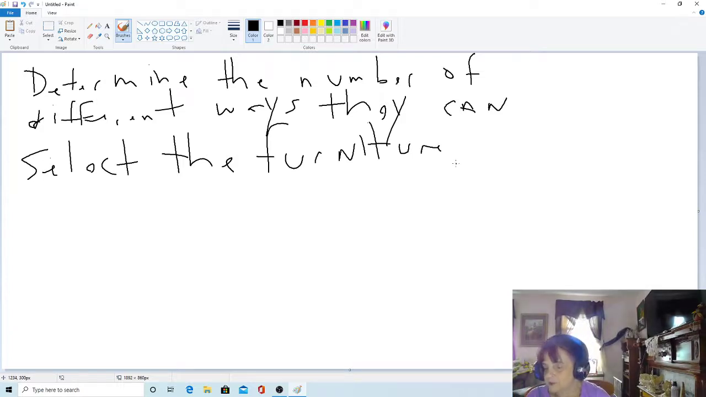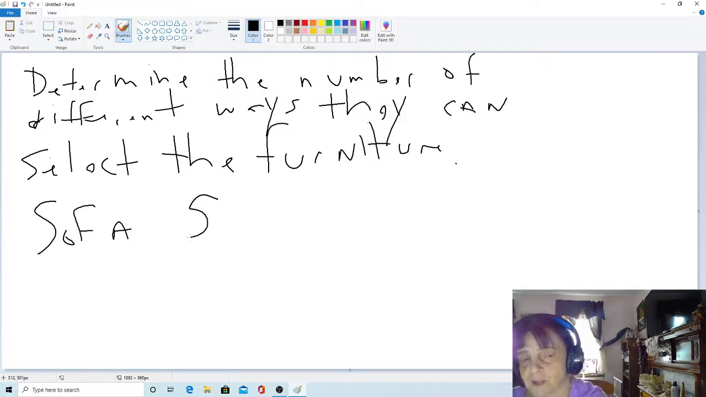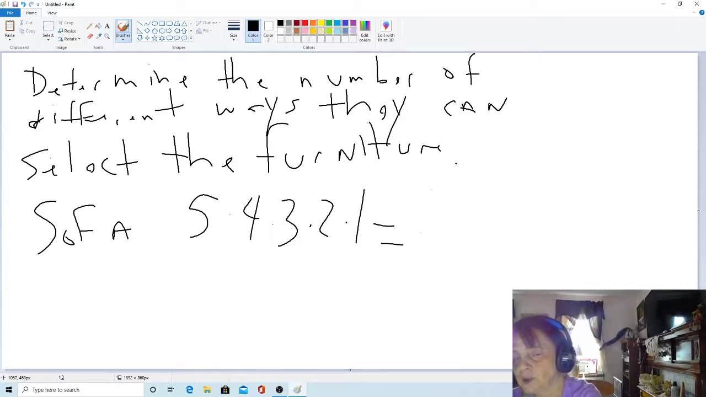Okay, now there's five different sofas. Now they can only select one sofa. They're going to select one from each category, one sofa, but they've got five to choose from. So it's 5 times 4 times 3 times 2 times 1, which is 120.